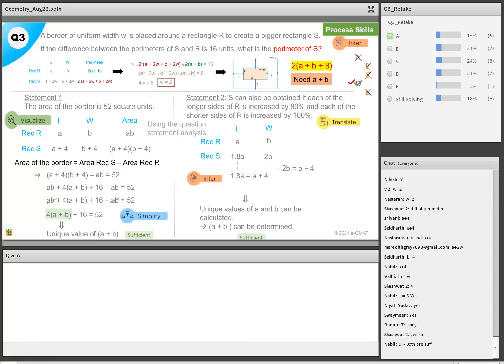Hence, the correct answer for this question is choice D, which 21% of you got correct. All right, tell me, did you understand the solution for this question in and out? The question is from our course itself, Shashwat. Okay, that is very good to know that you have no confusions, no doubts. So that's the answer for this question.